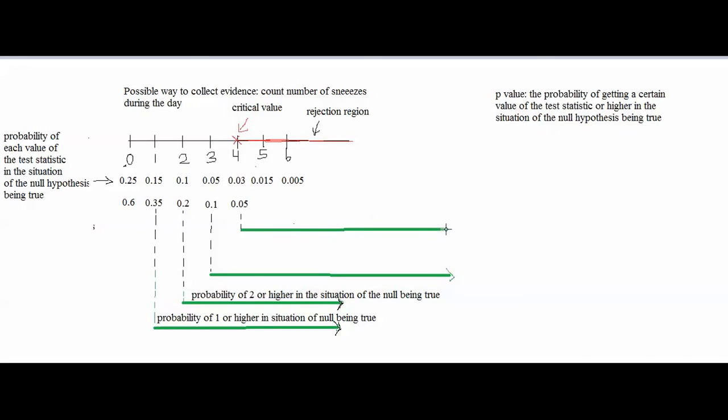So the probability of us getting an outcome of 4 or higher in the situation of the null being true is 0.05. In other words, the chance of getting an outcome that lands somewhere in the rejection region on a day when the null hypothesis is true and I don't have a cold is 0.05.